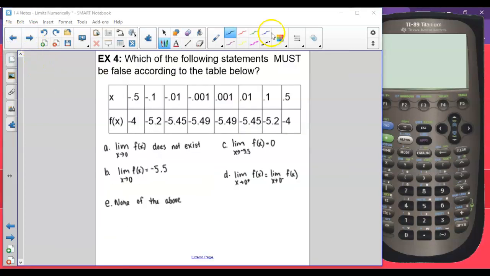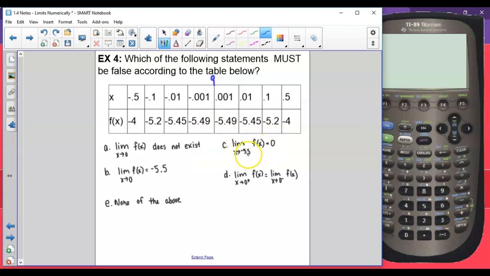Oh, I see. And so right here, most of these are approaching 0. So 0 falls right here between that -0.001 and the 0.001. And we are asked to tell which one must be false. A: the limit as x approaches 0 of f of x does not exist.